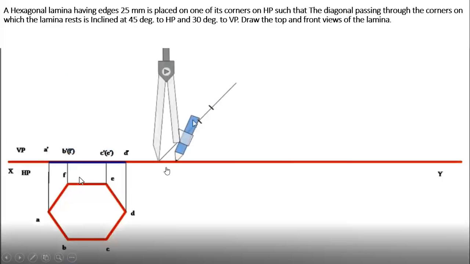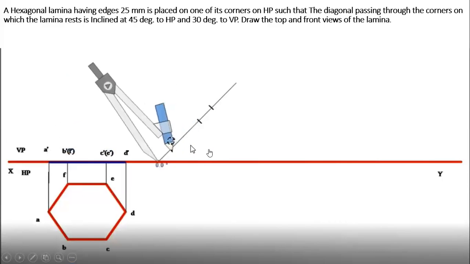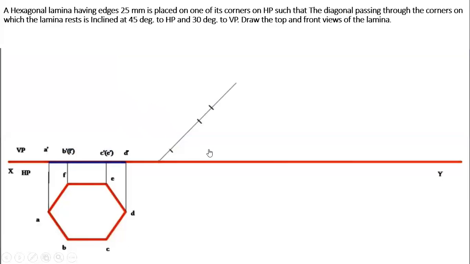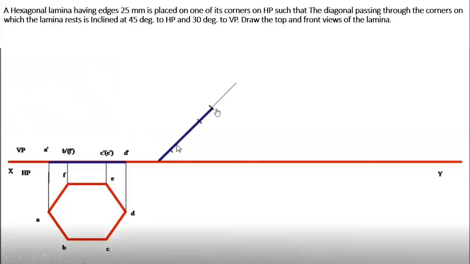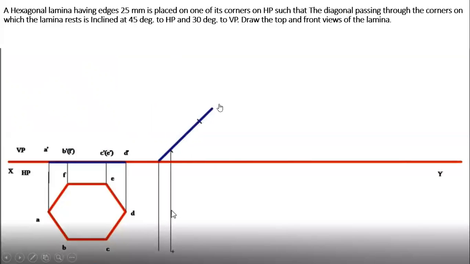Transfer the same measurement on the inclined line. Now make this A dash to D dash as the visible line and you trim the extra lines. So from A dash to D dash, that diagonal is inclined to HP at 45 degree.